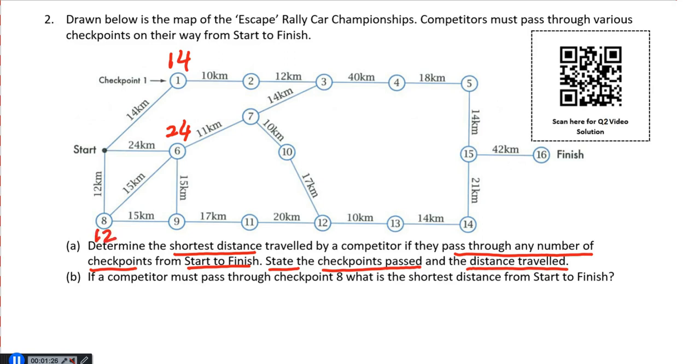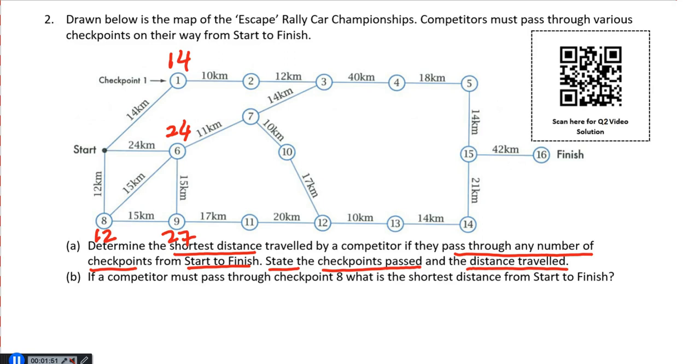So from here, start to checkpoint 9. Either you go this route, which is 39, or this, which is basically 54, or you have 27 here. This is 27. So definitely this 27 is the smallest here. Okay, then we proceed on to look at all the possibilities.